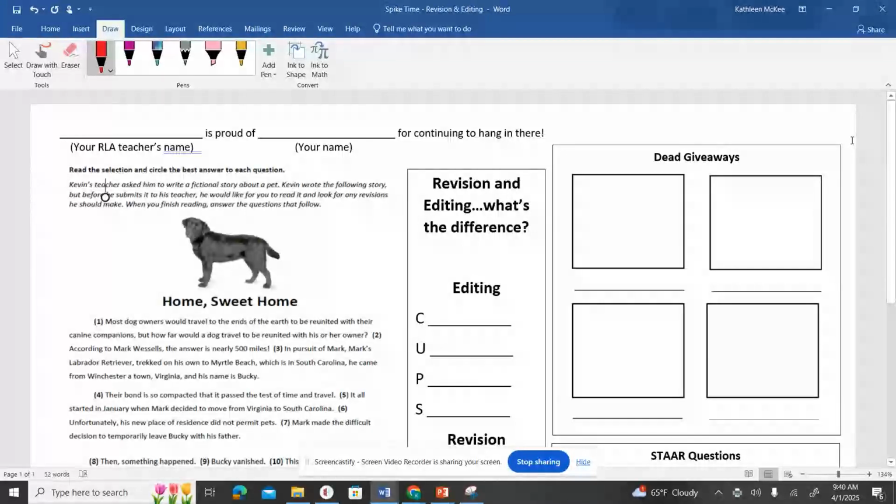Hey, Miss McKee here. Happy Thursday. Today we are going to be looking at some revision and editing.